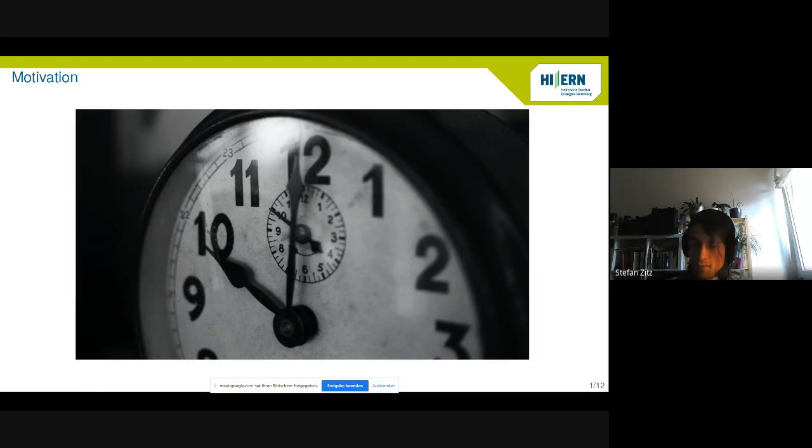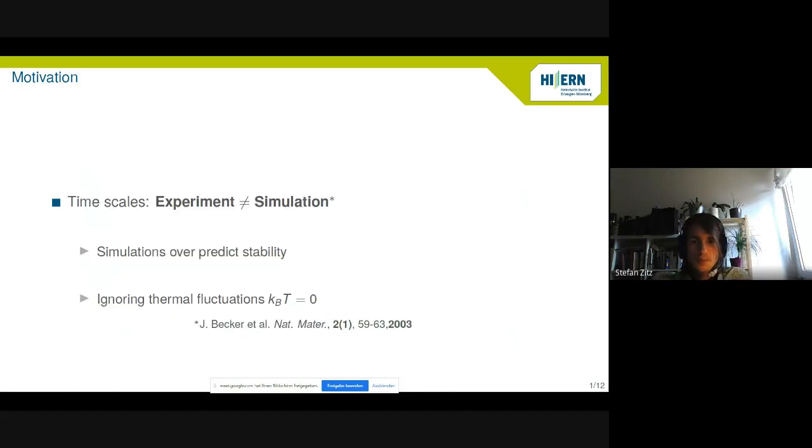But in the sense of stochastic films, it has a different meaning, because what was found already 13 years ago, 17 years ago, I think, was that the stability of the thin film, or the simulation of the thin films, was over predicted by quite a lot. So what was found is that the time scales of the experiments and the simulations did not match. In fact, the simulations over predicted the stability of the film by quite a lot.